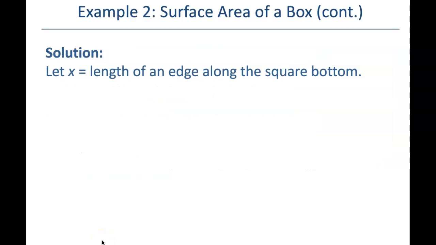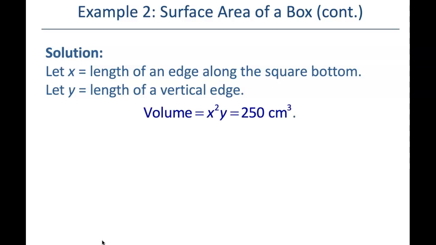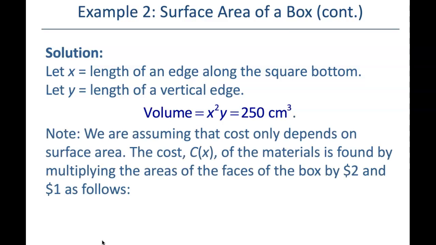All right, so first of all, you should always write what your variables are representing. I know it seems like an extra step, but it's important, especially at the end when they ask you for some other thing that you're not expecting. All right, so x is going to be the length of an edge along the square bottom, and then y will be the height. So your volume is x squared times y, right? Because it's just all three of the things being multiplied. And that volume is being held static, as I said, at 250 centimeters cubed.